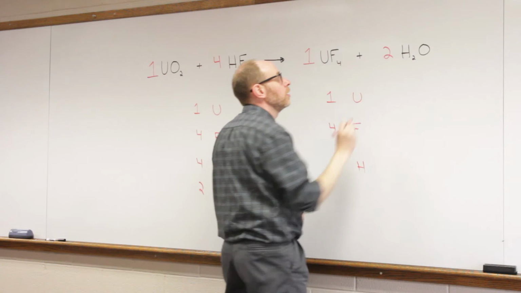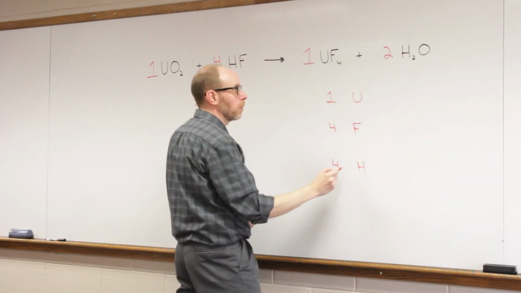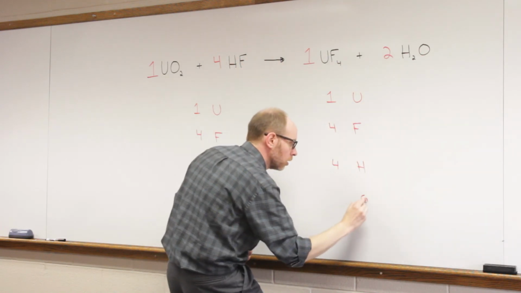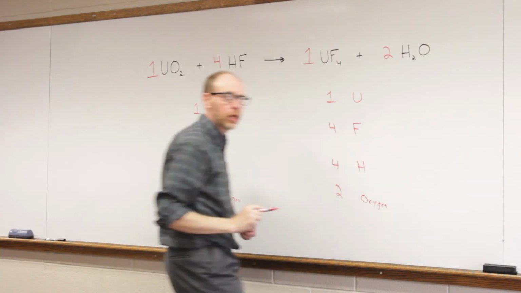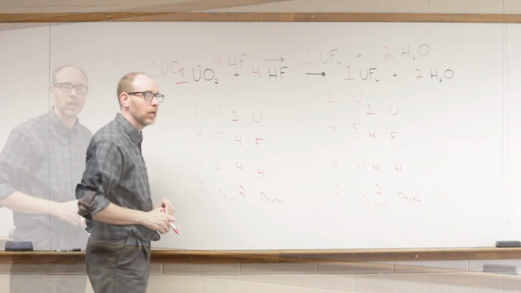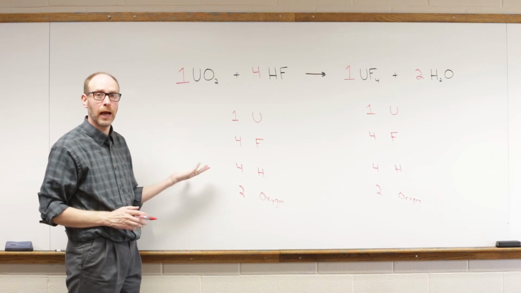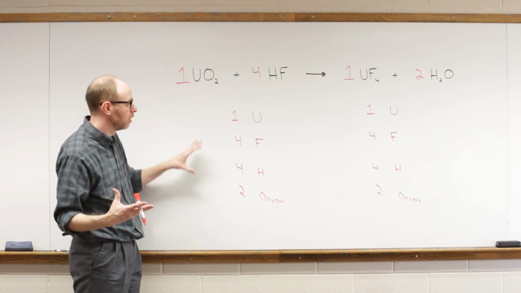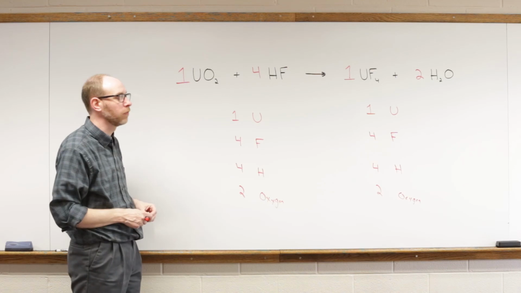So I must need 2 of those waters. 2 times 2 is 4. That gives me my 4 hydrogen. 2 times 1 oxygen would give me 2 oxygen atoms. Everything match up? Indeed it does. We must be balanced. You can go back and check by counting again. That's a double check. But I'm pretty sure that we're right on the money whenever we solve it this way.